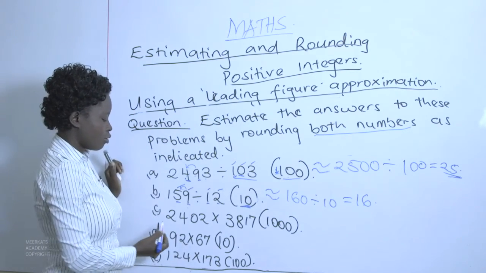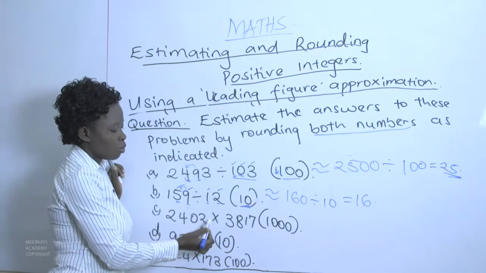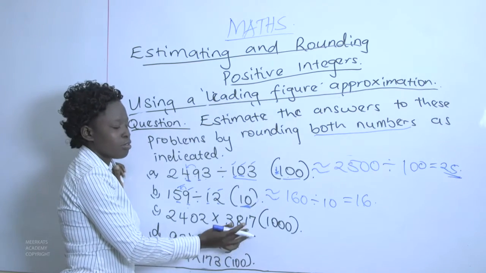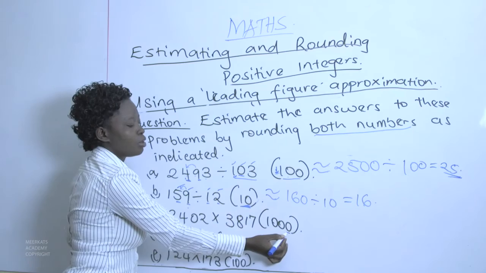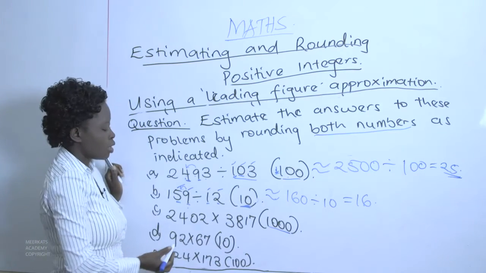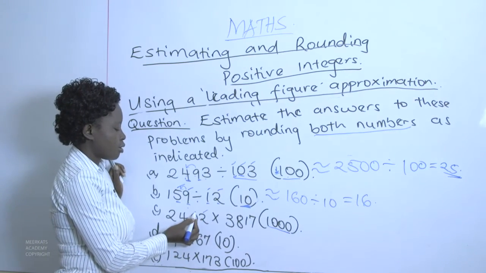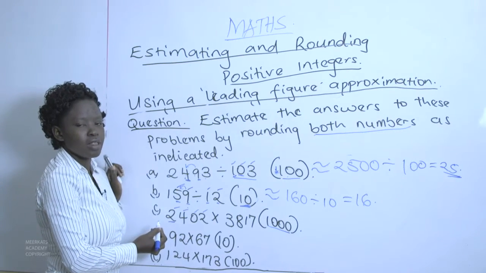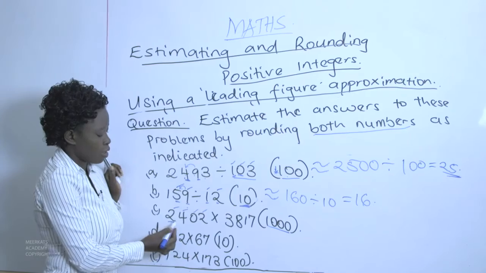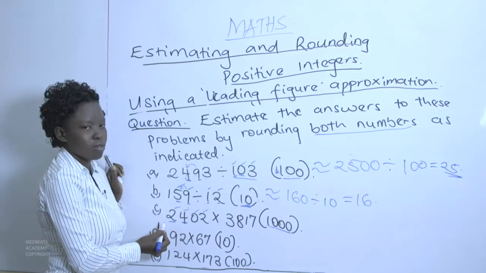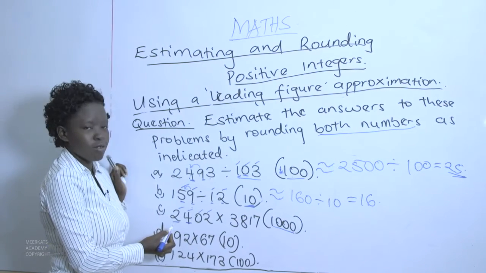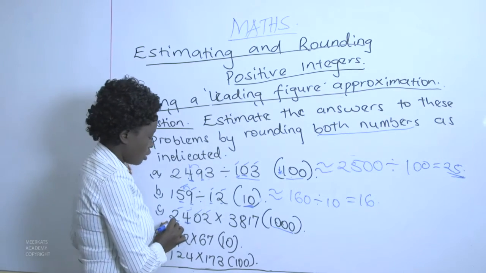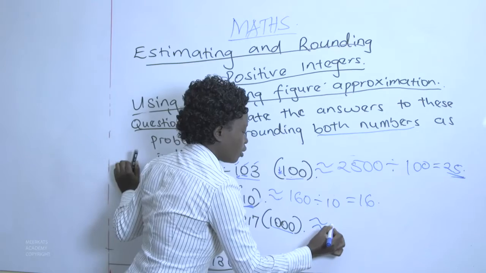Then next we have 2,402 multiplied by 3,817. We are rounding to the nearest 1,000. So this is ones, tens, hundred, thousands. So we get 2 is the digit in the thousands place value. The next digit is 4. 4 is less than 5. So it rounds our number down so that we are getting approximately 2,000.